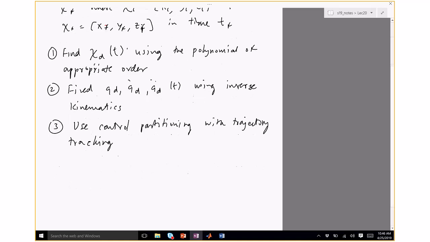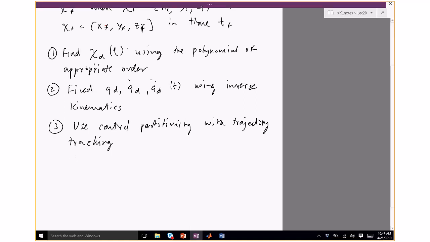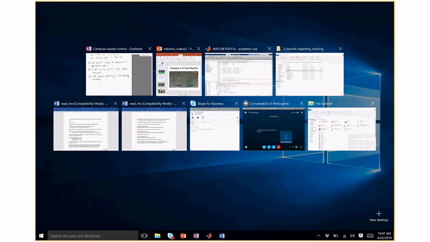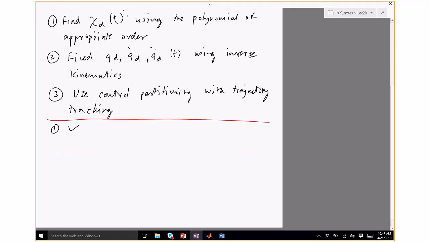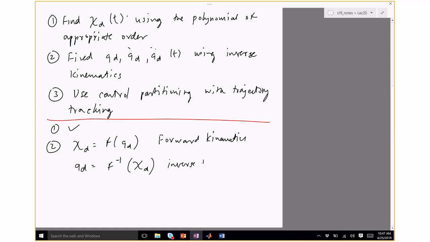So this is how we do it. Step 3 is basically saying tau equals, so right here. So step 1, this comes from the trajectory generation. I'm not going to specify that. Number 2 is find qd dot and so on. The way you do it is xd equals f of qd. This is your forward kinematics. Okay, qd in that case is going to be f inverse of xd. This is the inverse kinematics.